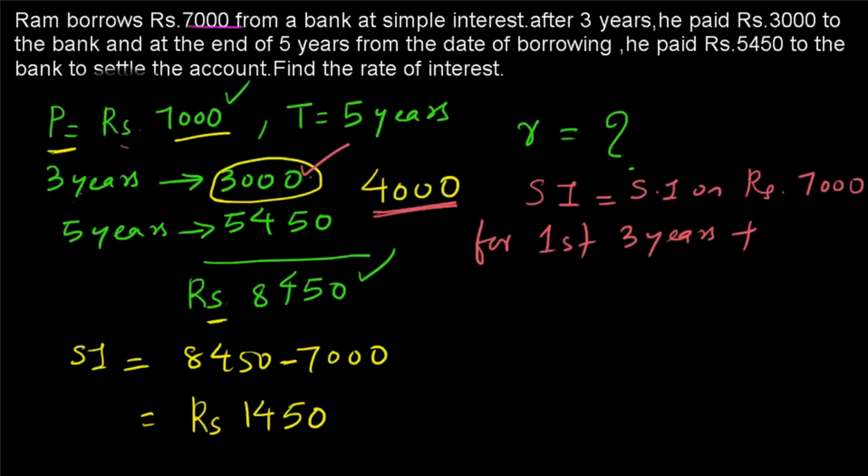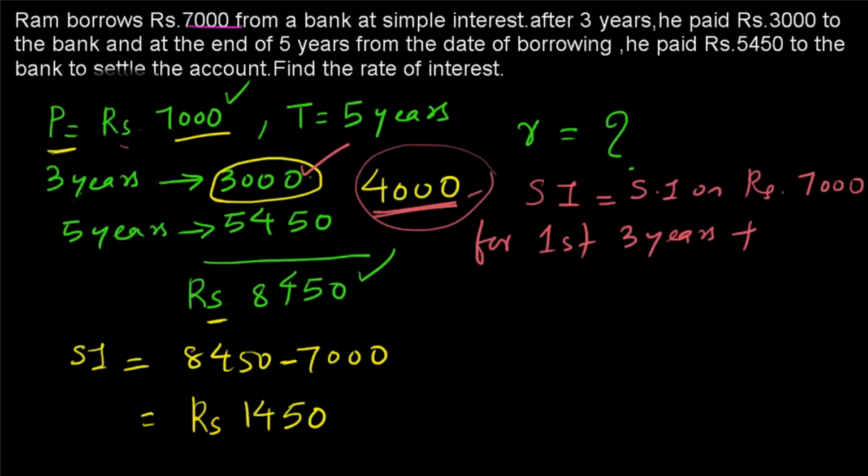For the first 3 years, he is not paying back anything. So his principal is rupees 7,000. So simple interest should be calculated for this rupees 7,000 for the first 3 years. And after 3 years, he is paying back rupees 3,000. So the remaining principal is rupees 4,000. So for the next 2 years, simple interest has to be calculated on this rupees 4,000 only.